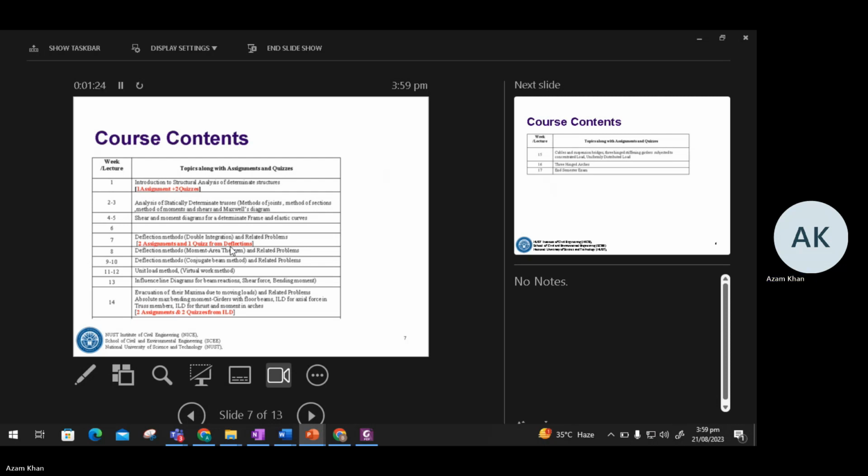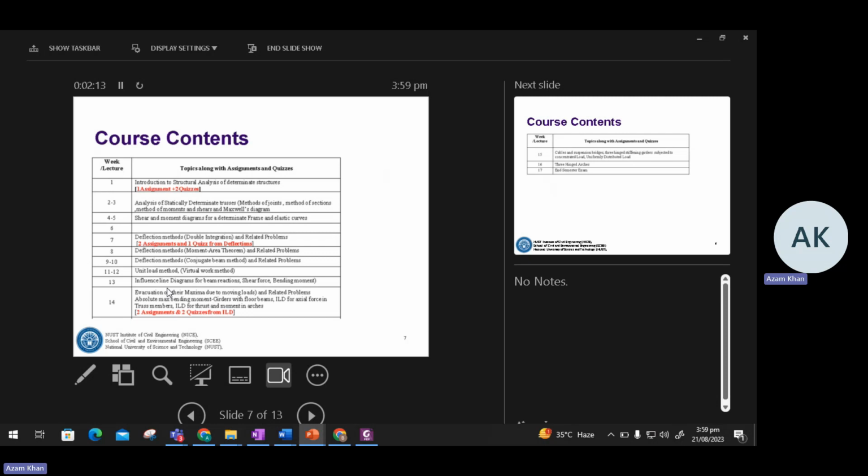In week 7, we will start deflections and use double integration method to determine the deflections of beams. On week 8, we will again continue with deflections, and we will use moment area methods to determine the deflection of beams. Week 9 and 10, we will discuss conjugate beam methods. Week 11 and 12, we will continue with the deflection methods, but use a unit load method to find out deflections.